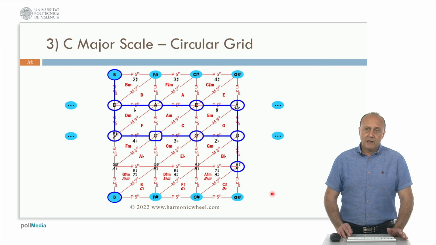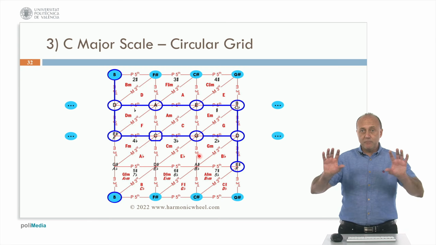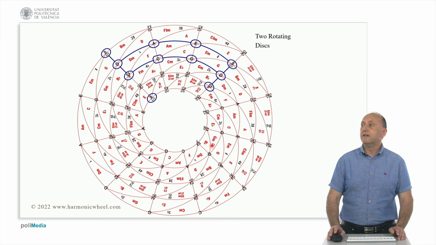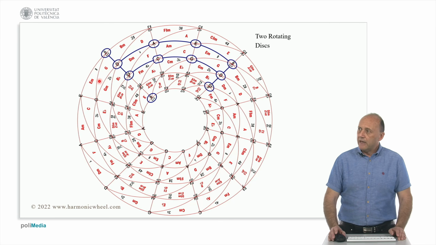By contrast, in the horizontal direction, we only have 3 perfect fifths intervals. So in order to complete the cycle, we need 12. If we do so and then we bend the figure, we will obtain this circular diagram, which is the harmonic wheel. Now the circumferences are the perfect fifth intervals, the radii are the minor third intervals, and the spiral lines are the major third intervals.